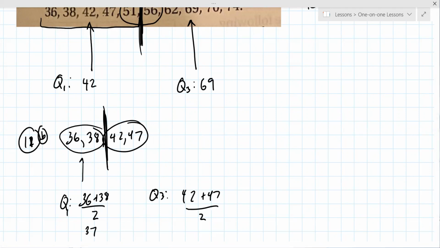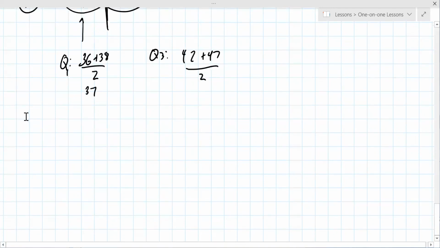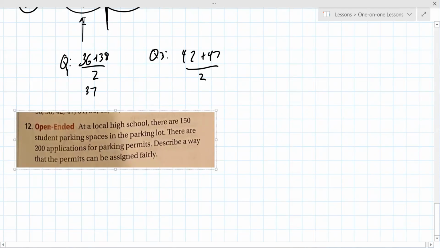All right. Moving on now to number 12, open-ended. At a local high school, there are 150 student parking spaces in the parking lot. There are 200 applicants for parking permits. Describe a way that the permits can be assigned fairly. Usually they don't want an open-ended question on the exam. It would be more like, how many possibilities are there?